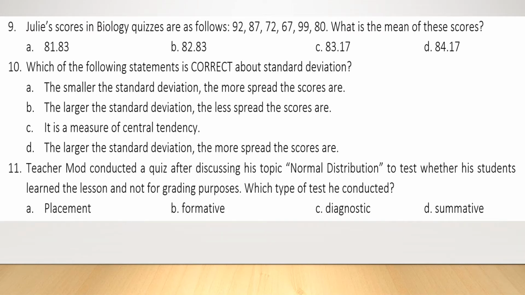Number 9. Julie's scores in biology quizzes are as follows: 92, 87, 72, 67, 99, 80. Question: what is the mean of these scores? Very easy. You only have to add up all the scores, then divided by 6. Anong 6 man? Because there are 6 number of cases. And the correct answer is letter B, 82.83.